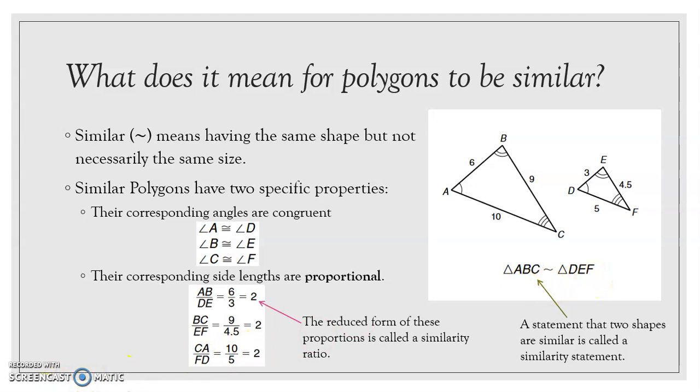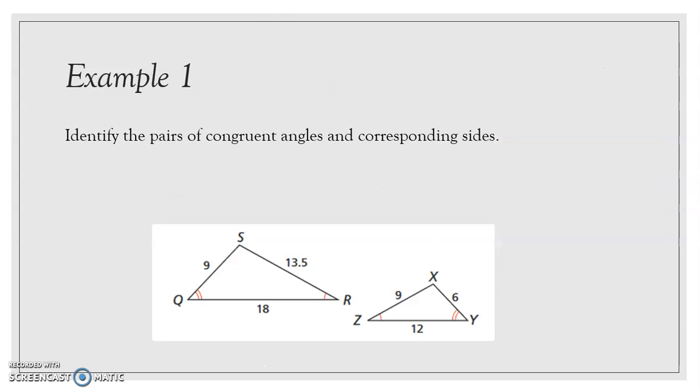So let's take a look at an example. Okay, example 1 says to identify the pairs of congruent angles and corresponding sides. And I've given you the picture down here with our two triangles. So see if you can write down what those angle pairs would be, and see if you can make the fractions with those corresponding sides. And that's how we identify corresponding sides. We write those fractions, just like we had in our previous slide. So see if you can do it, and then come back here to check your answer.